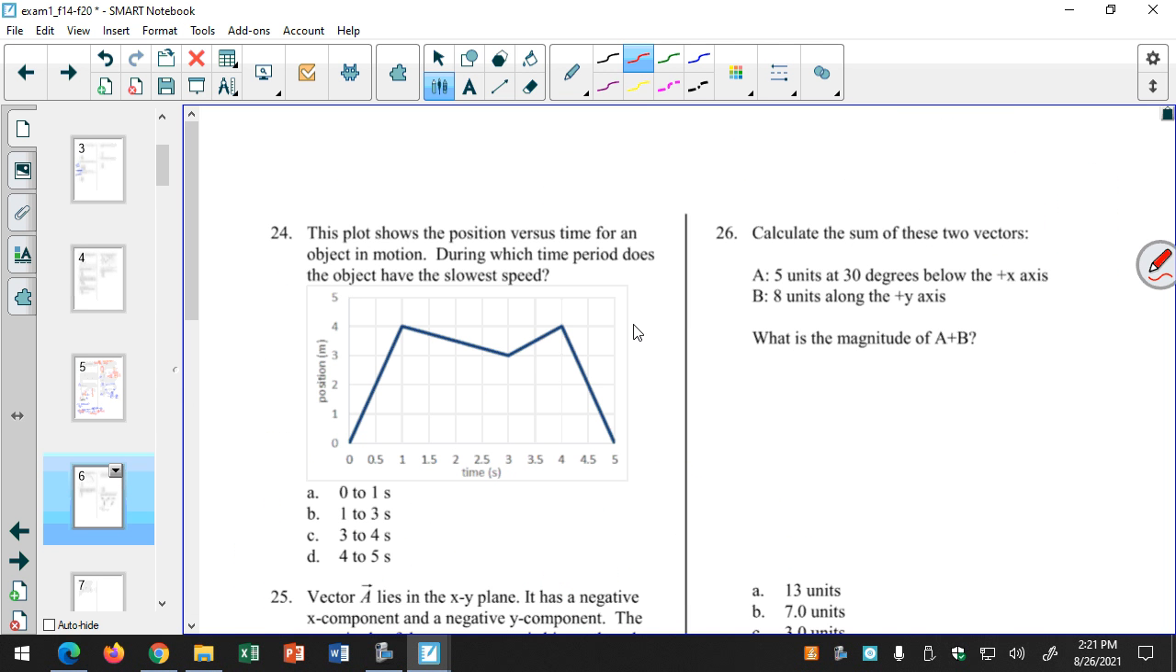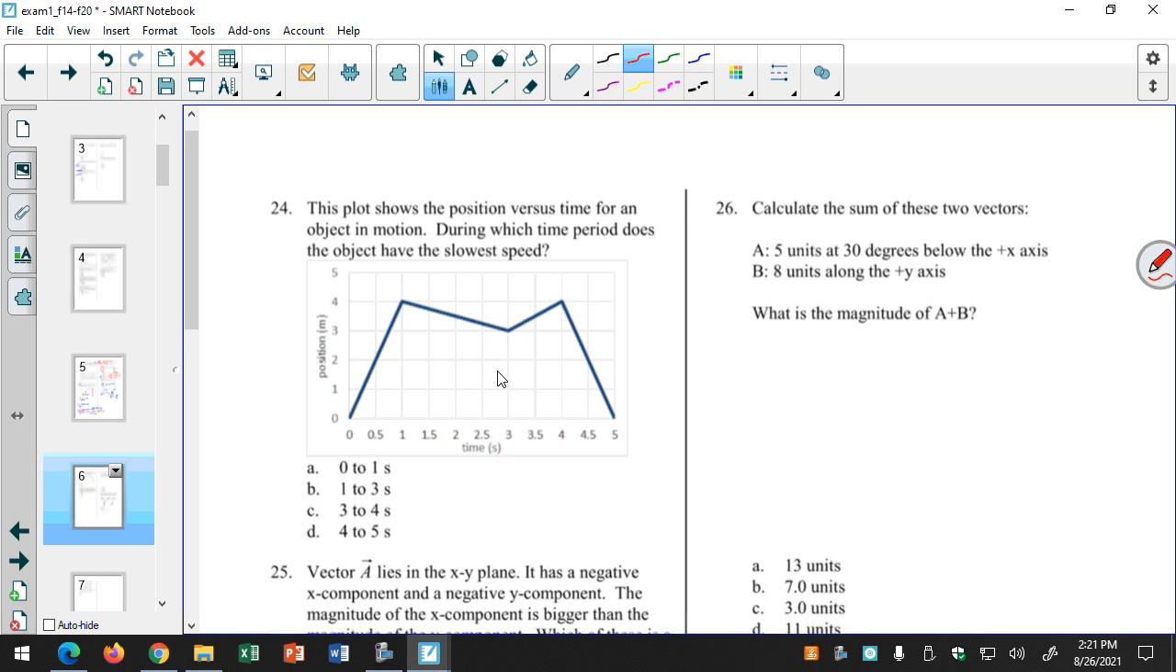Let's look at this one over here. So this is number 24 on fall 20. Here I want to know, at which time period does the object have the slowest speed? In an x versus t graph, how do I get the speed? The speed is equal to what quantity from the graph? It's either slope or area. Which is it, slope or area?